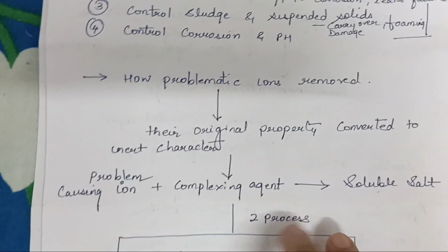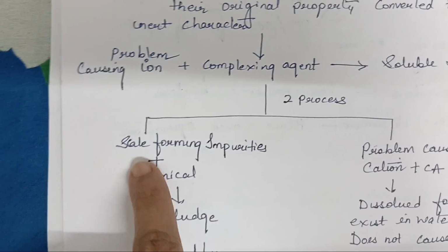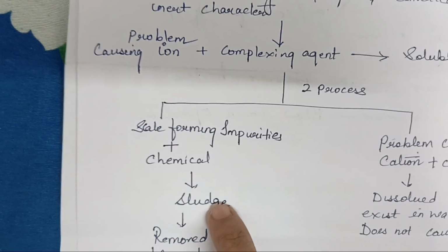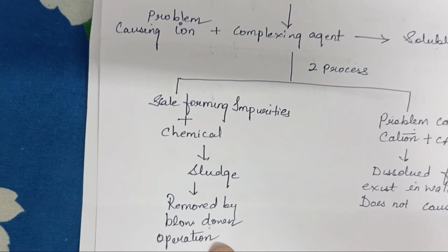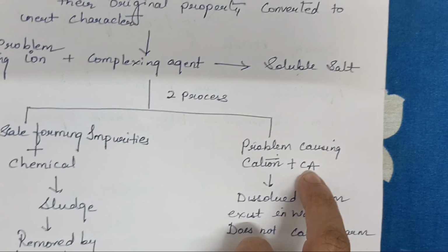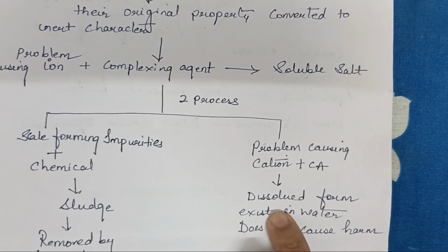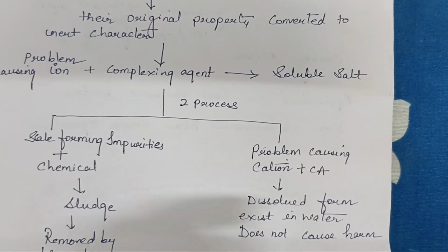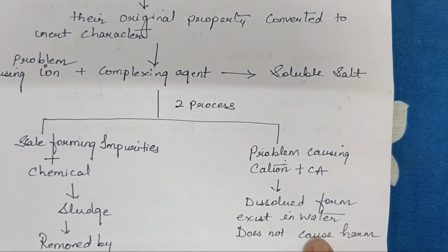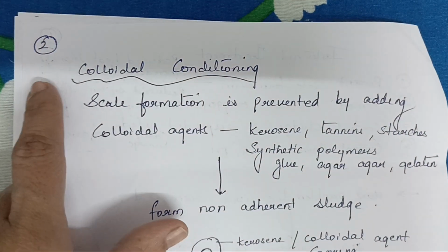Now what happens? It occurs by two process. First, either the scale forming impurities react with the chemical and form sludge, which thereby removed by the blowdown operation. The second process is the problem causing cation reacts with chemical agent and it get dissolved in the water, but yes, it do not react with any of the entity present in the boiler and do not cause any harm, right? Now, what is the type of the conditionings?